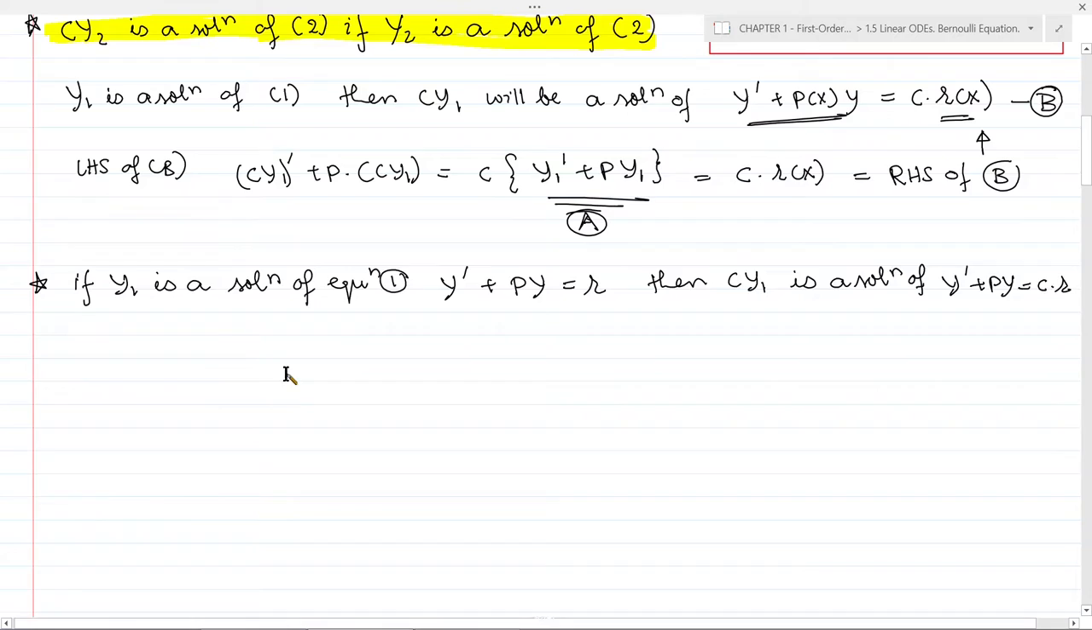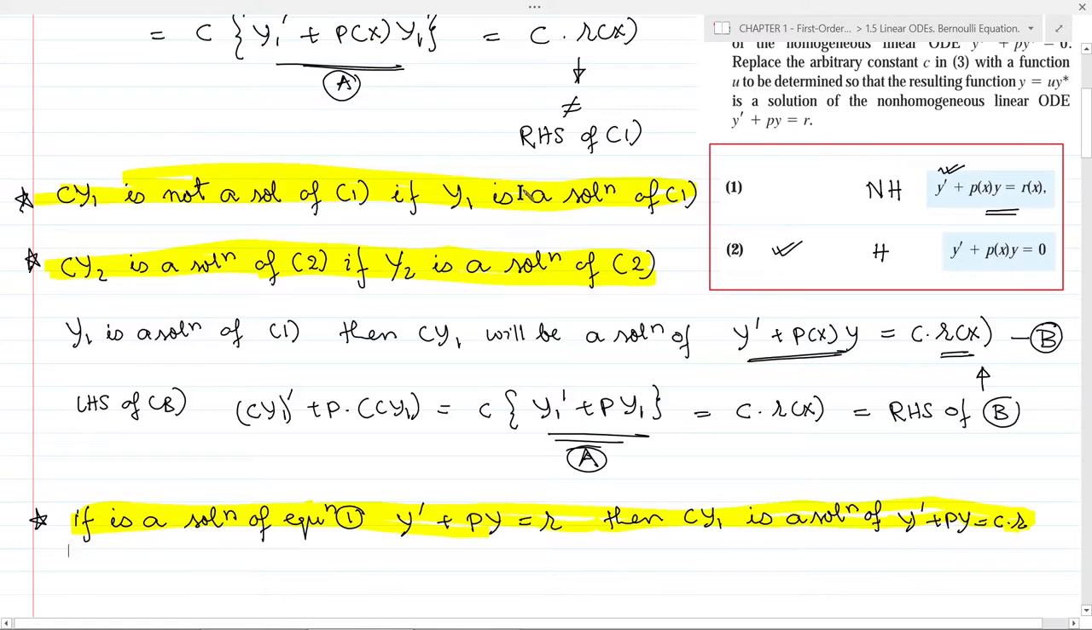So, we have learnt three properties: that if y1 is a solution of equation 1, then c y1 is not a solution of equation 1, but it is a solution of y dash plus p y equal to c r. If y2 is a solution of equation 2, then c y2 will also be a solution of equation 2, because here you can see if we multiply c with the right hand side, then c multiplied by 0 will be the same 0. So, if y2 is a solution, then c y2 will also be a solution.